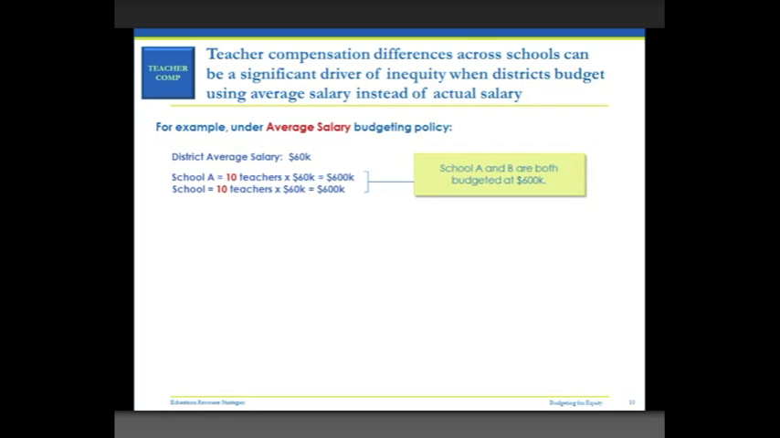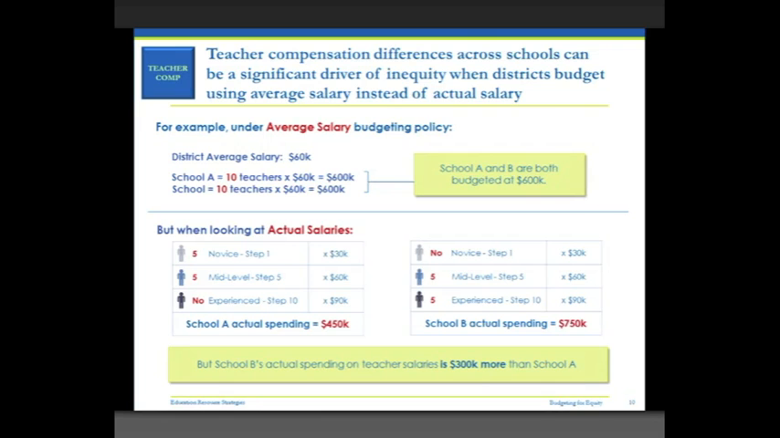But when you look at actual salaries, of course, schools will have very different distributions of staff. So you can see in this example on the left, a much more junior staff is spending $450,000 on teachers as compared to a much more senior staff. The challenge with this is that it's often the poorly performing schools that have the high concentrations of novice teachers and can't hang on to their teachers long enough to get to the experience levels.